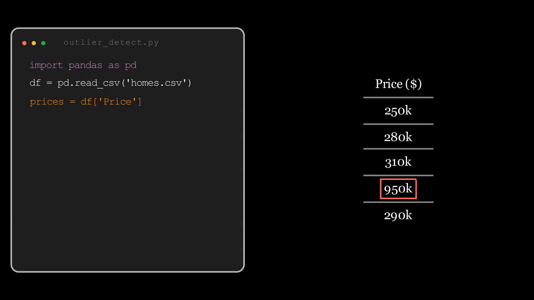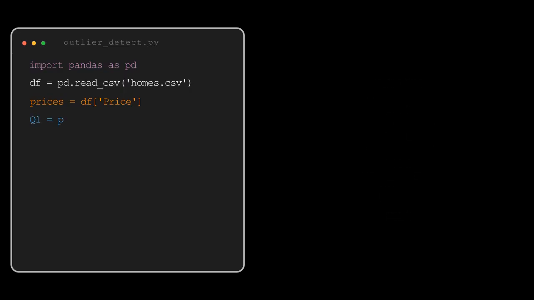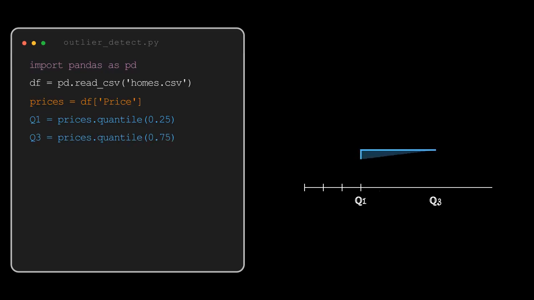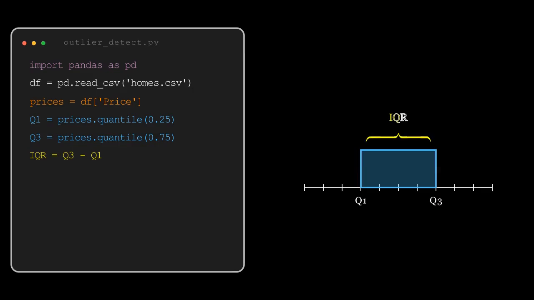The first step is to find the quartiles. We calculate Q1, the 25th percentile, which marks the point where 25% of the data falls below. Then we find Q3, the 75th percentile. In Pandas, we use the dot quantile method with 0.25 and 0.75. The distance between these 2 points is the interquartile range, or IQR, representing the middle half of our data.